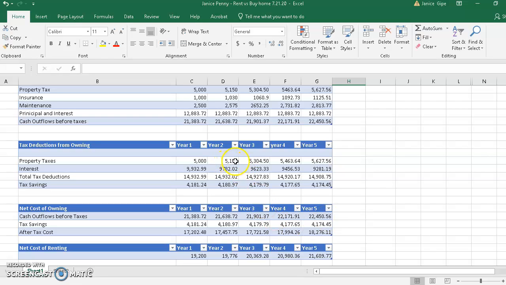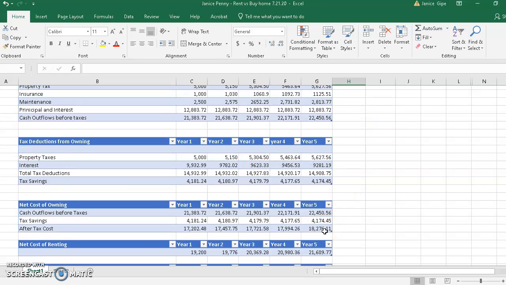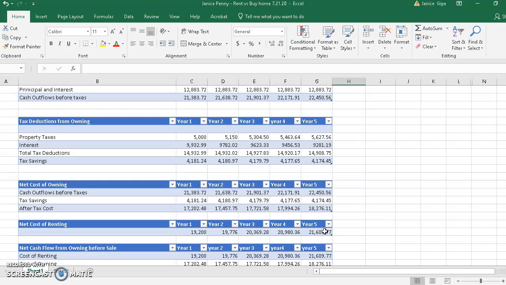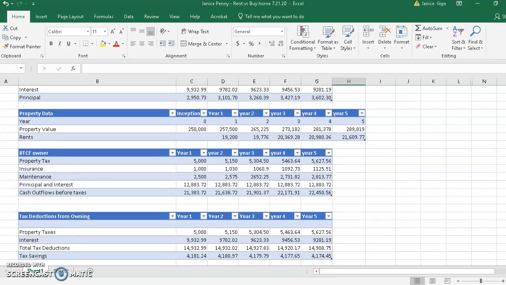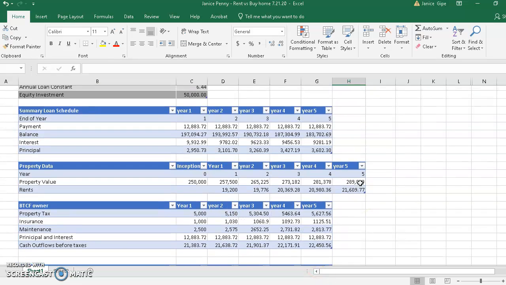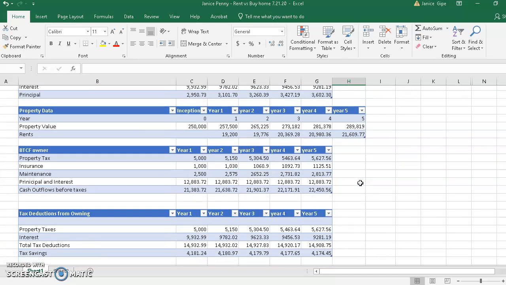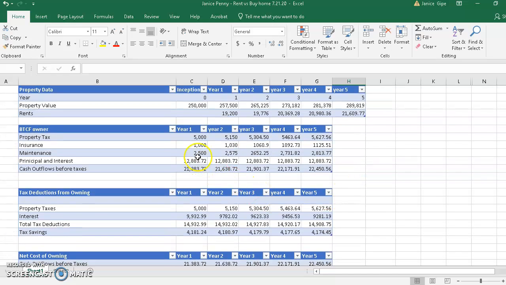So the 5150 was multiplied by 0.03 to get this number, and then this number was multiplied by the 3% again. Interest, tax deductions for owning. Did I go past property tax? Insurance, I think I skipped down. Insurance was $1,000, and then of course it went up 3% here. Maintenance was $2,500, and then it increased 3% per year as well.